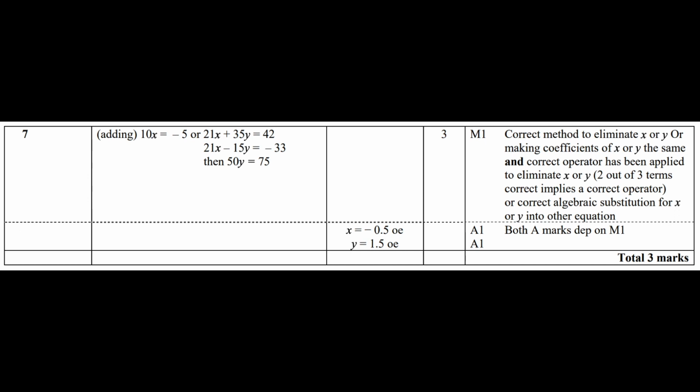Here it is. So it's 1 method mark and 2 accuracy marks. If you're wondering what the OE stands for, it means or equivalent. It means you could write it as a fraction or a decimal. They really don't mind. Okay, there we have it.